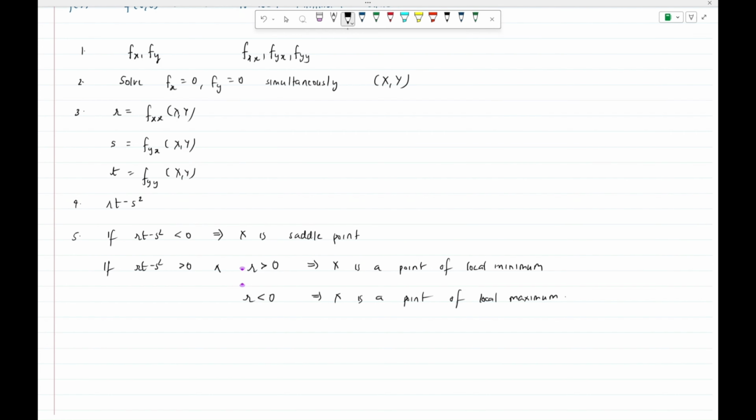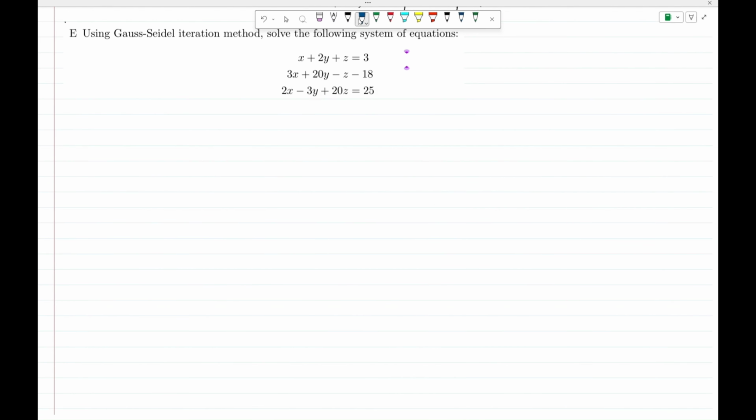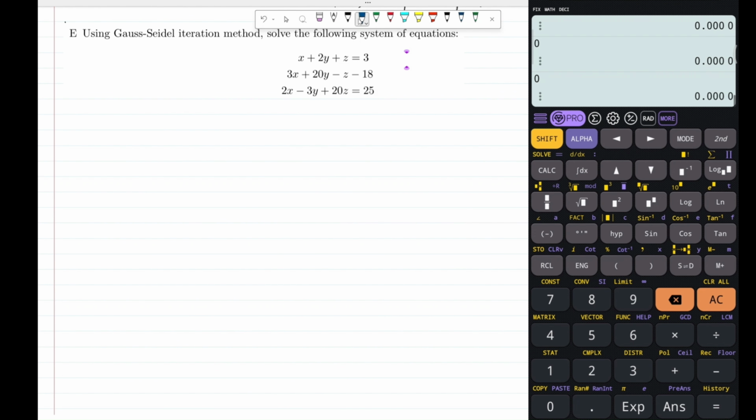Now let's move on to the next question, that is question number 2E. Question number 2E is based on the Gauss-Seidel iteration method to solve the given system of equations. We will be needing a calculator, so I'll be equipping myself with a scientific calculator. The steps that I'm going to perform on the calculator might vary depending on the version of calculator which you are going to use. So let us label these equations as 1, 2 and 3.